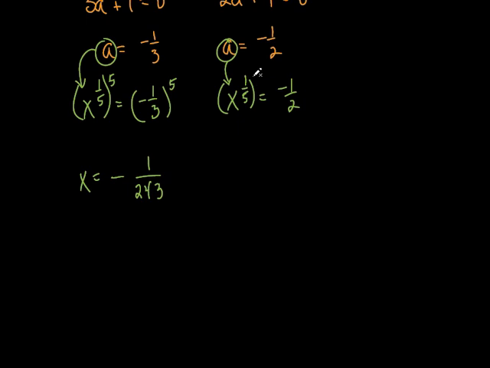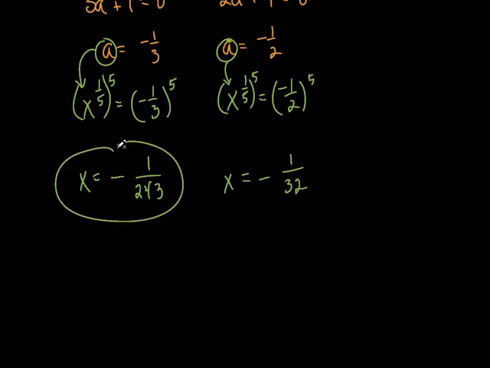What do we do with this? We take this to the 5th power, so x equals, again, negative to the 5th is a negative, 1 to the 5th is 1, 2 to the 5th, I think that's 32. And there's your answer right there.